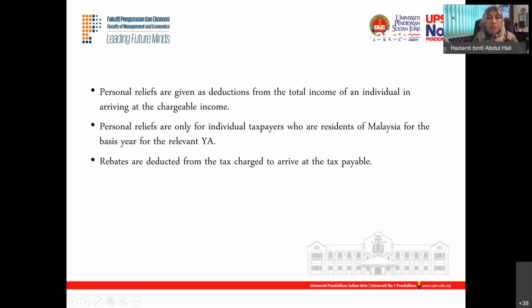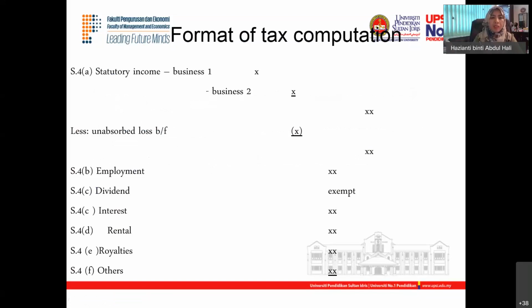Alright, so the personal relief for individuals who are resident for the basis year for the relevant year assessment, and rebates are deducted from the tax charge to arrive at the tax payable. So in this topic, we have reliefs and also rebates. So relief will be deducted dekat atas after total income, and rebates will be deducted after we calculate the tax payable. So basically this is the format.